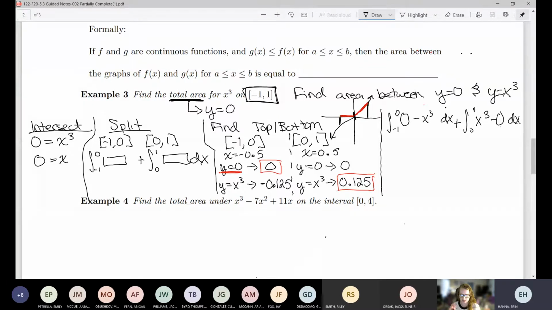So remember, we essentially have three steps, if you will. We have to find where they intersect. We essentially have to find where we need to split up the interval. And then we need to find which function is on top of the other. So the reason we have to find where they intersect is that sometimes these can flip-flop.